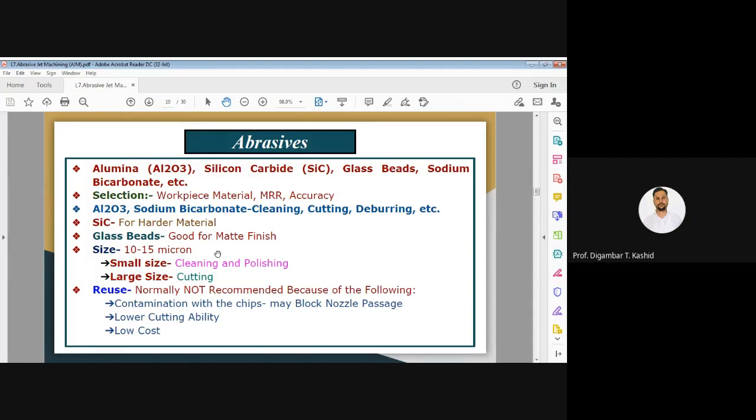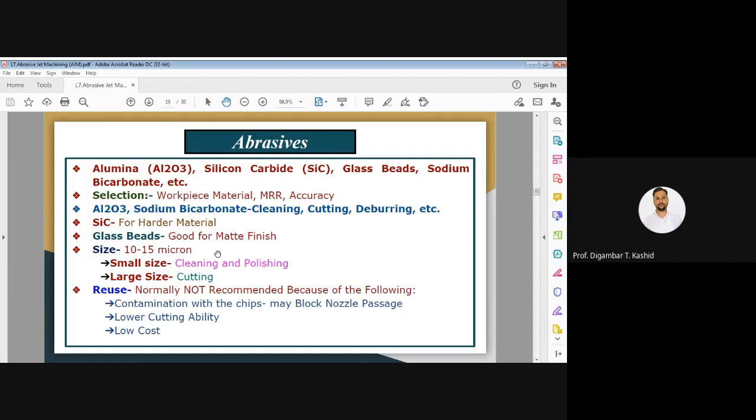Then the next question arises: what size of abrasive particle should we take? The size of abrasive particles normally used is 10 to 15 micron. I got this statistic from the book on advanced machining processes. You can keep 10 to 15 micron size for the abrasive particle.